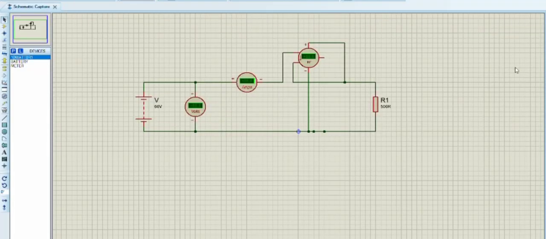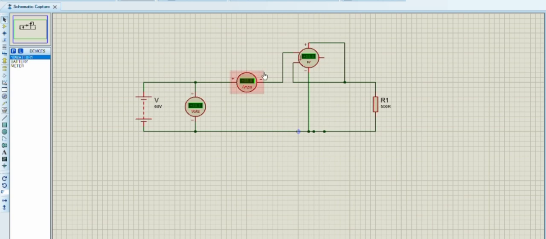Okay, I'm going to show you the simulation for activity 1. This is the DC voltage source with a 60 volt value. Parallel with the DC voltage source is the voltmeter. We want to measure the voltage, and that is the ammeter. We want to measure the current.